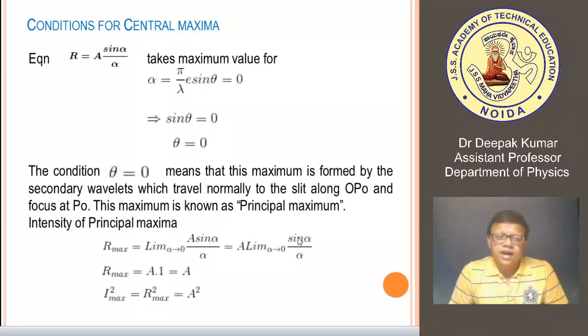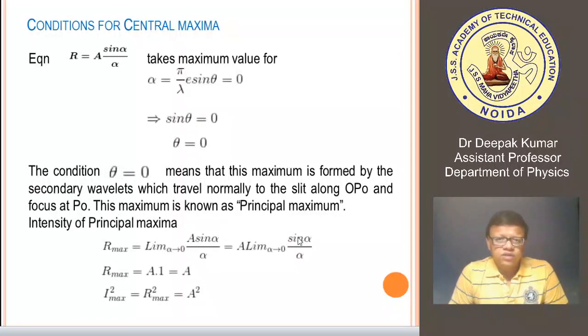Because when I take alpha as 0 it will tend towards infinity, and when the value of alpha is equal to 0, then pi e sin theta upon lambda must be equal to 0, and when pi e sin theta upon lambda is 0, I can easily say that sin theta must be 0, and when sin theta is equal to 0, then theta must be 0 degrees. This condition theta equals 0 means that this maximum is formed by the secondary wavelets which travel normally to the slit along OP naught and focus at P naught.